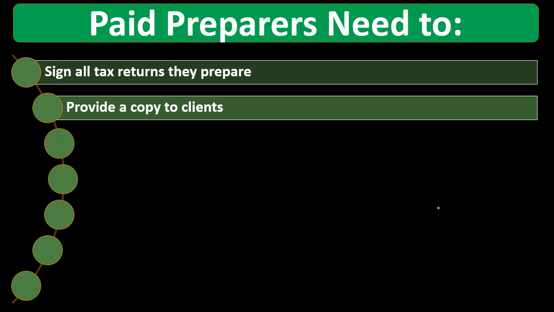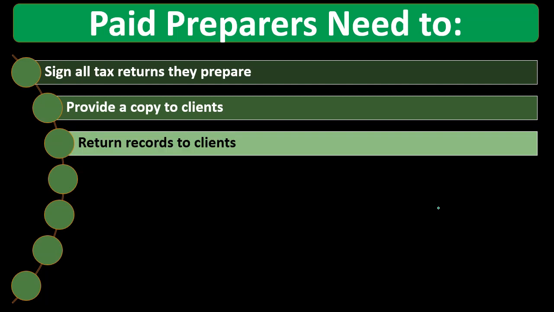Provide a copy to the client. So we want to make sure that oftentimes there's going to be e-filing. We want to be able to e-file, and we want to make sure that we have the proper authorization in order to do that. Typically, that's the way it would work. And we also want to make sure that in some way, shape, or form, we're providing a copy, making sure that the client has a copy of that information as well.